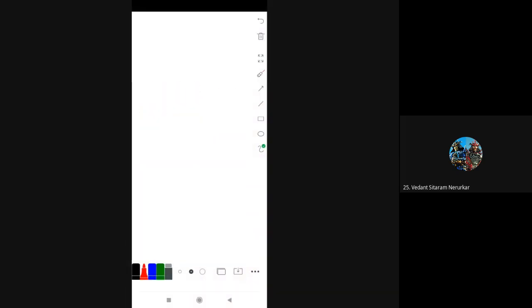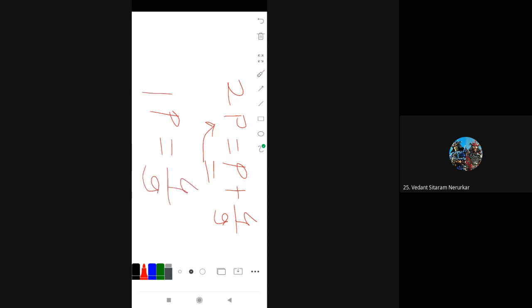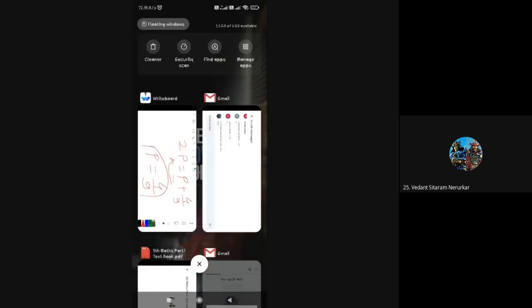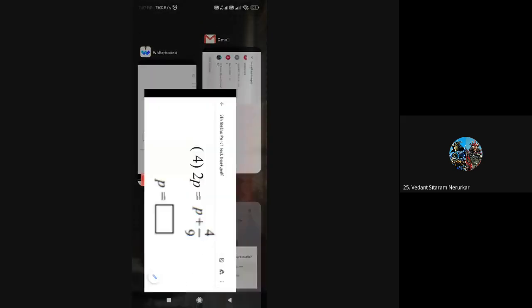Okay, see. Now our question is 2p is equal to p plus 4 by 9. Now this p will go to this side and it will be subtracted from 2p. So 2p minus p is p itself, and p is equal to 4 by 9. So this is our answer.